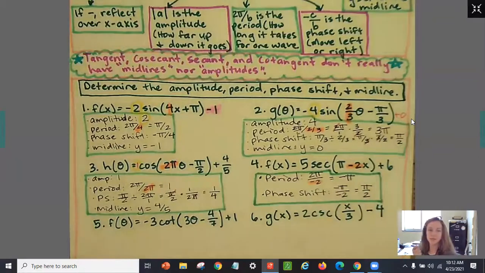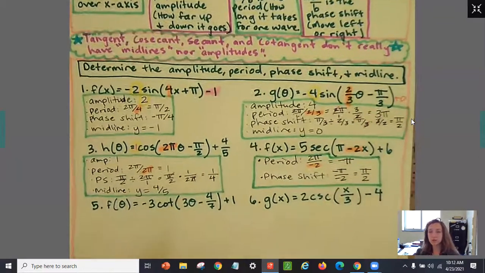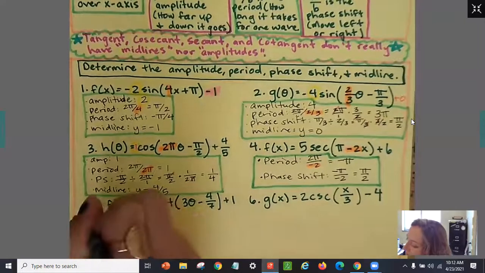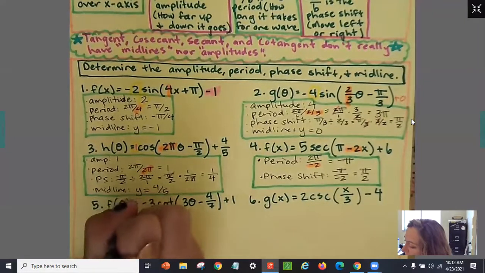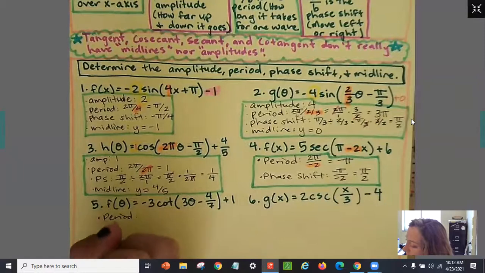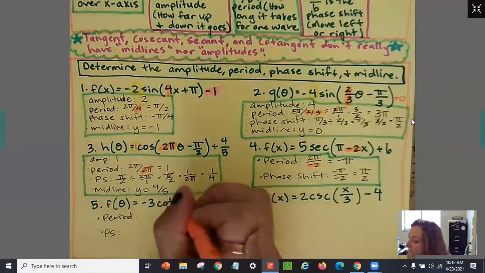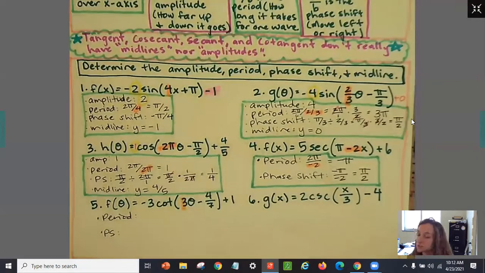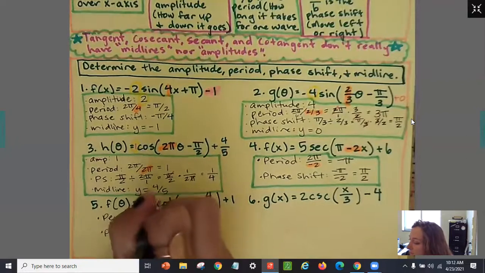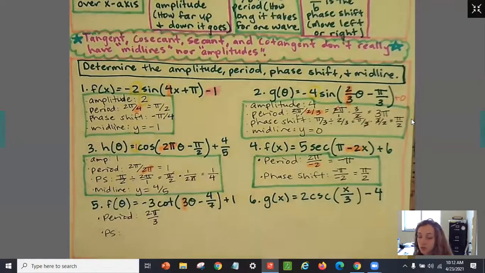Okay, so let's go look at the next one, problem number 5, and this is cotangent, so we're not going to worry about the amplitude or the midline. Let's just look at the period and the phase shift. The period is 2 pi divided by the number in front of x or theta, and the number in front of x or theta is 3, so our period is just going to be 2 pi divided by 3. Since 2 and 3 don't reduce, we leave that as 2 pi divided by 3.